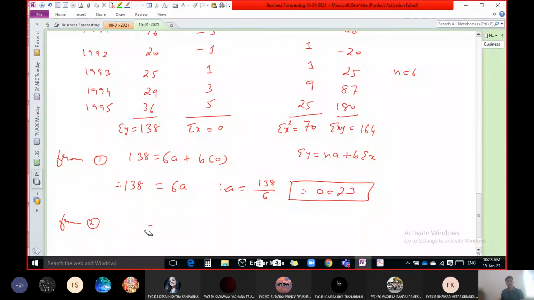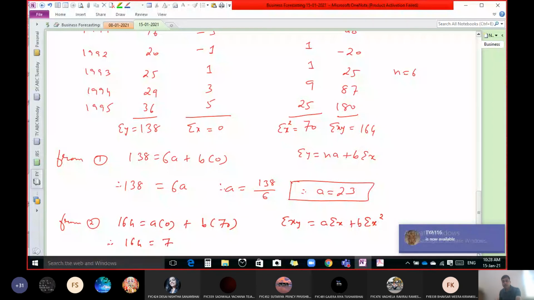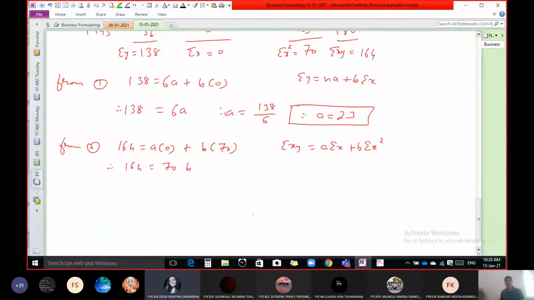And our second equation is like this. Sigma xy equal to a sigma x plus b sigma x square. Sigma xy is 164. So 164 equal to a into sigma x, which is 0, plus b into sigma x square, which is 70. So we get 164 equal to 70b. Now do the calculation and tell me the value of b. b is equal to 2.3429.